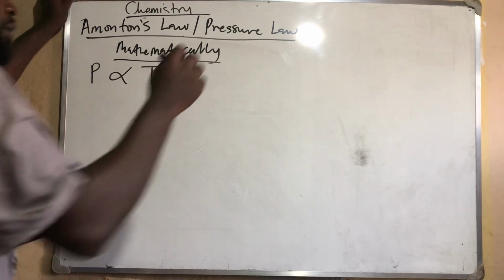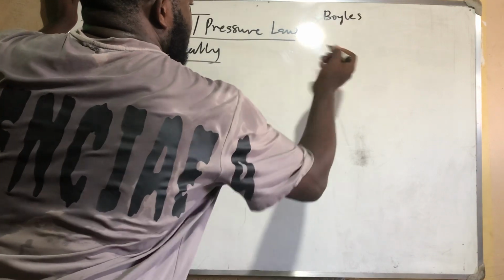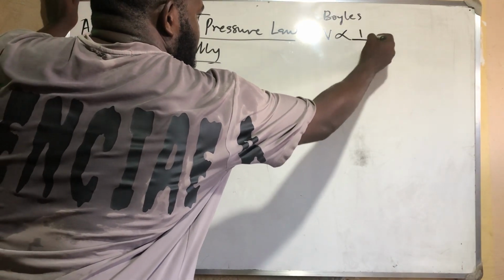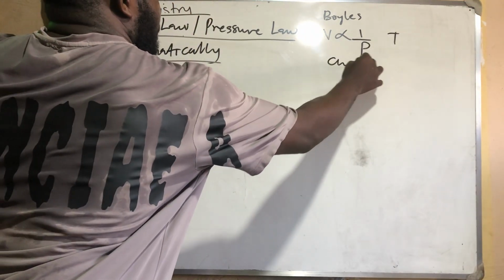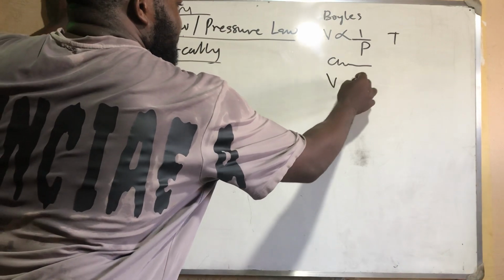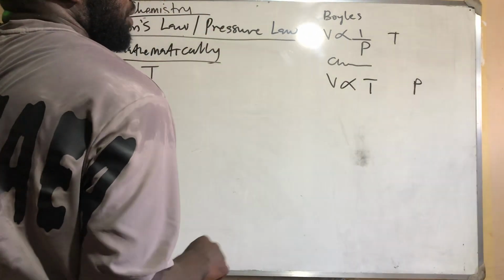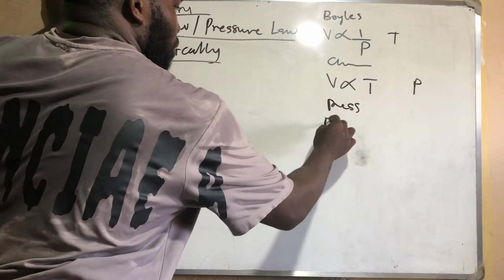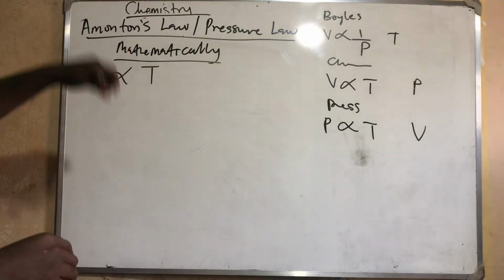All right. Don't forget, let me recall Boyle's for you. Boyle's law stated that the volume is inversely proportional to pressure, provided that temperature remains constant. Then for Charles' law, he said that the same volume is now directly proportional to temperature. Pressure is the one that is constant here. Then for pressure law, which is Amontons law, it started from pressure is directly proportional to temperature, then volume remains constant. You see the way they are.